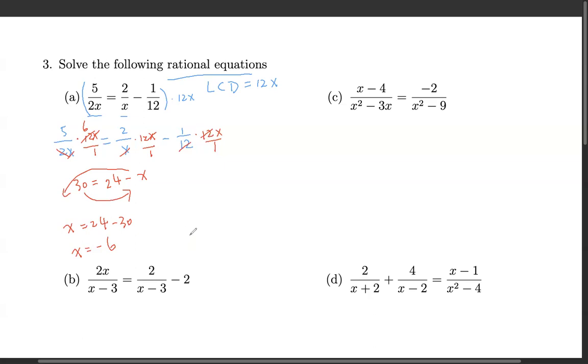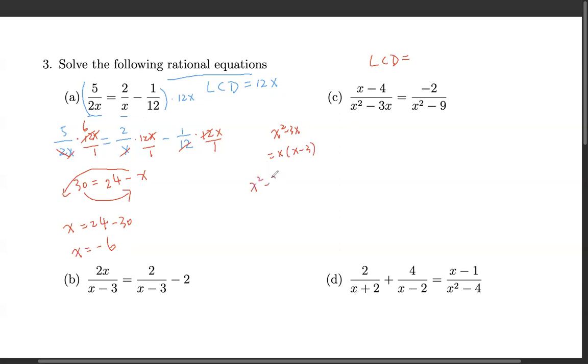Okay, now let's see B. Let's do C first, because for B I need more space. For C, let's figure out the denominator, the least common denominator. How do we figure it out? x squared minus 3x, let's read right here. x squared minus 3x can be written in factored form as x times x minus 3, right?